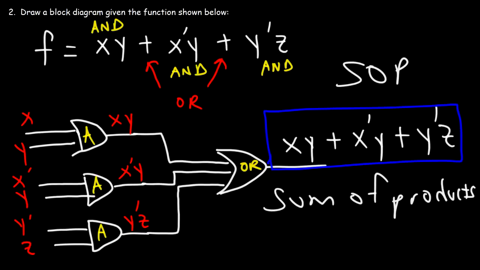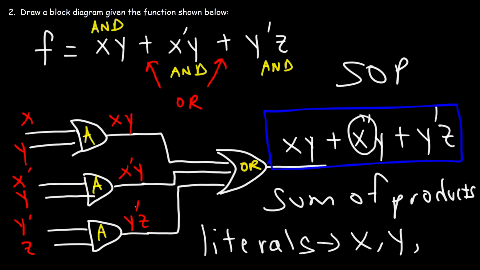Now, another term you need to be familiar with is literals. So every variable that you see, whether complemented or uncomplemented, is a literal. So x is a literal, y is a literal, x prime is one. So we have a total of 6 literals in this expression.